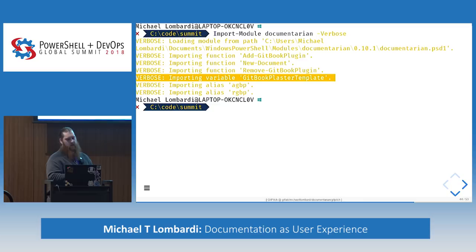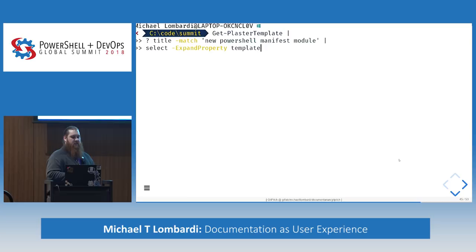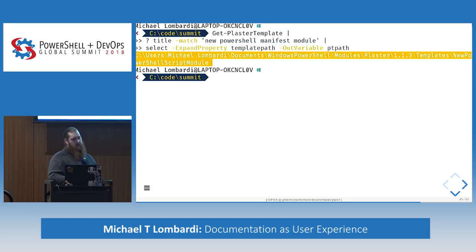So we're going to get the Plaster template. This is us getting that basic template so that we can invoke it. So get the Plaster template where it matches the new PowerShell manifest module, and then expand the property TemplatePath, and that'll give you the path to the template which you need to do Invoke-Plaster. Now that we've gathered it, it's time to go ahead and scaffold us a PowerShell project.